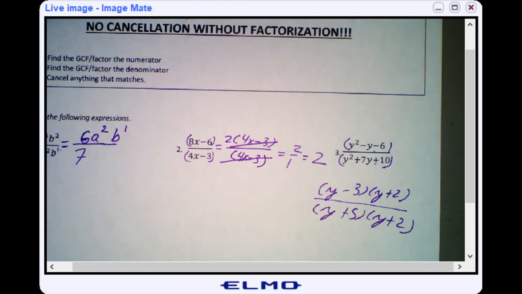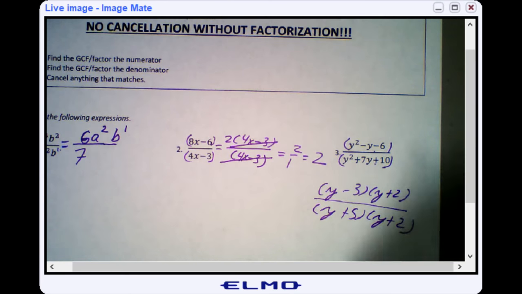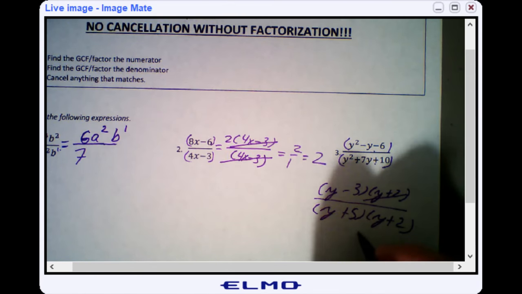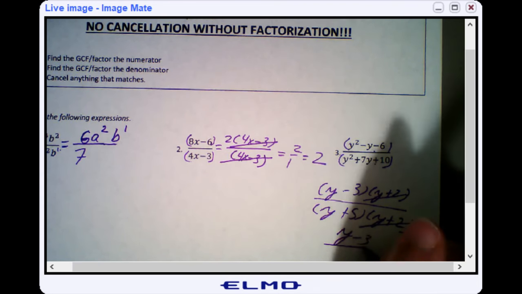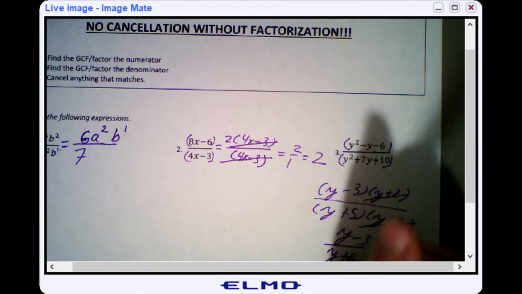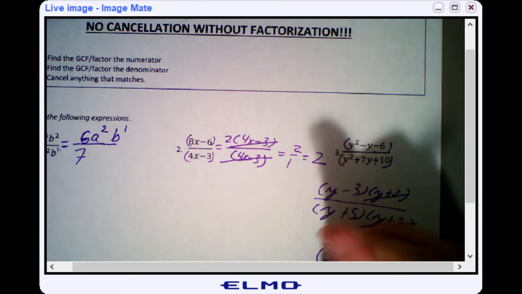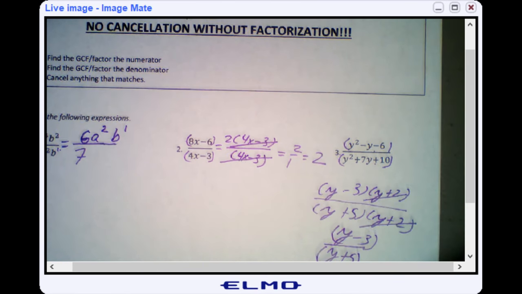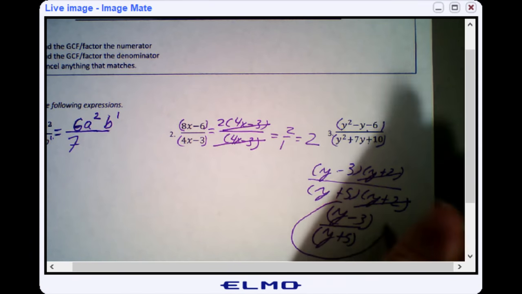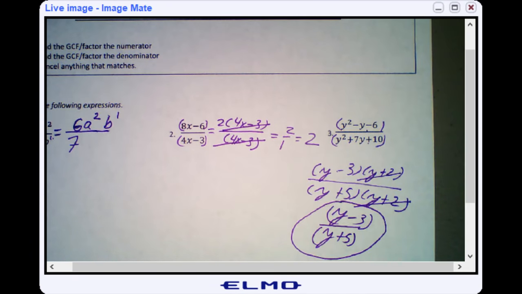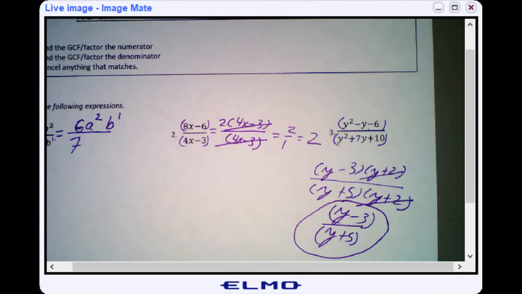Then I look to see if I have anything that matches exactly. The y plus 2 and the y plus 2 match exactly, so they simplify to 1. And I'm going to be left with y minus 3 divided by y plus 5. If it helps you, put parentheses around it so that you know that you're dealing with groups and you're looking for groups that are exactly the same. There's nothing else to simplify. That is my final answer. It makes us feel a little weird, but that's our answer.